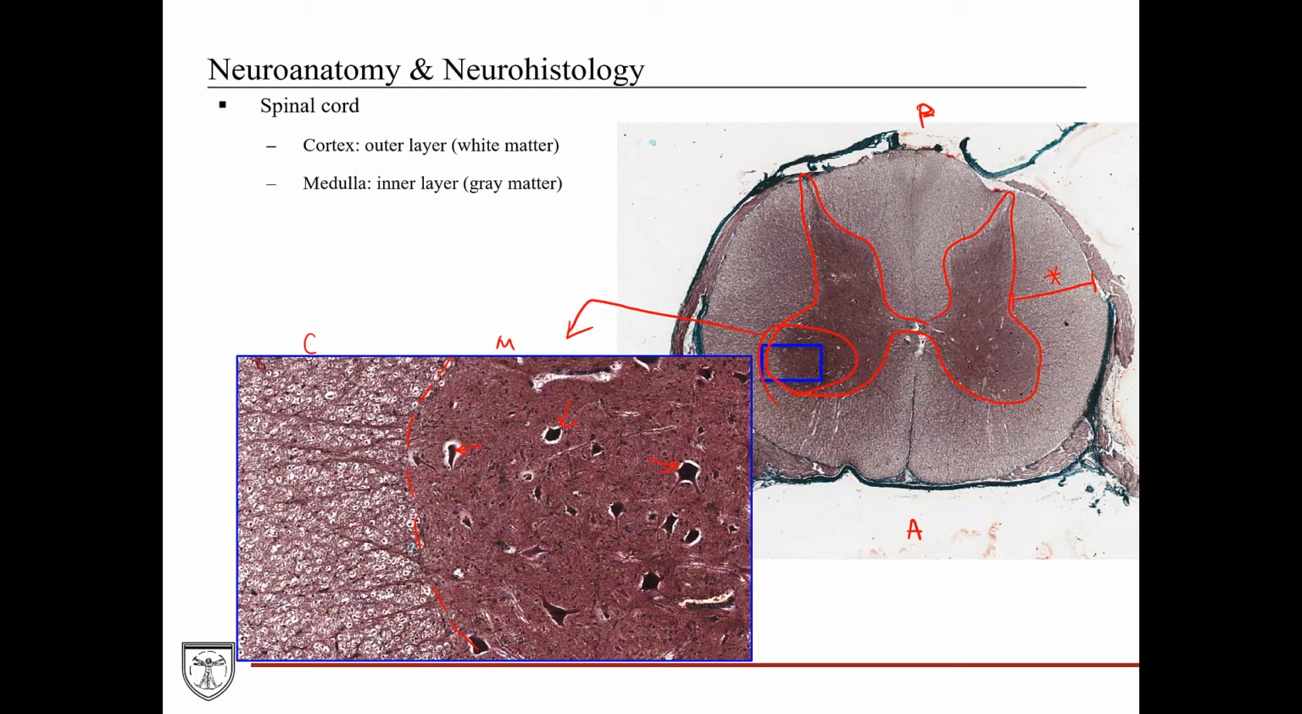And within the cortex, we're seeing a lot of these really tiny dots, which are the cross-sections of the axons surrounded by these clear staining circles, which are indicative of the myelin sheaths that are provided by the oligodendrocytes.